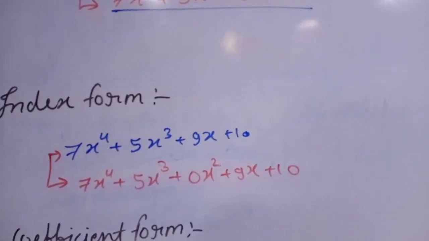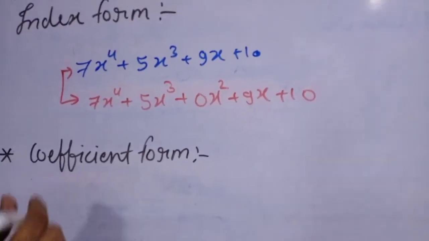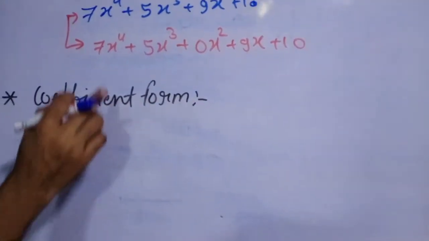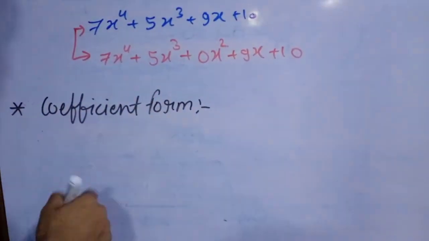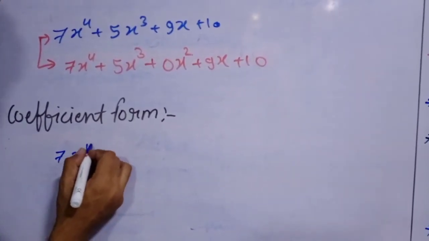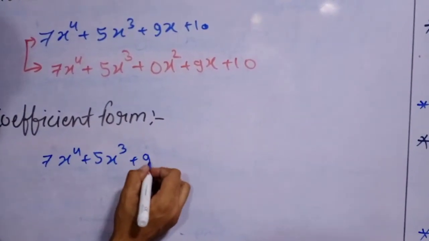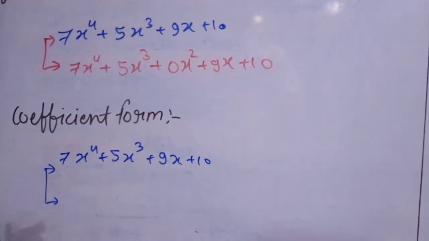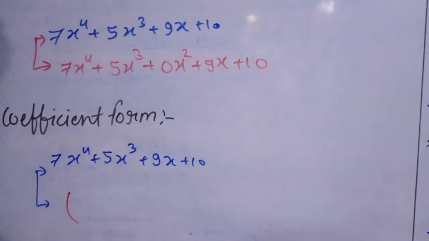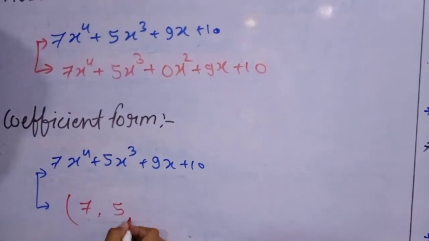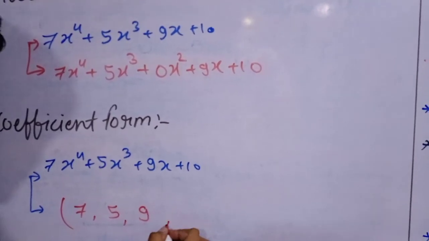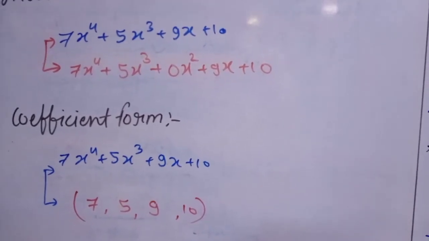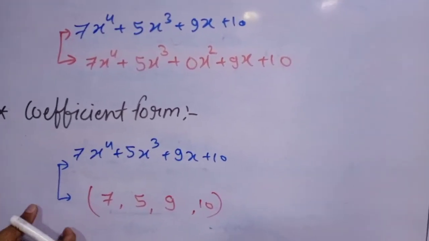And the next is coefficient form. Whenever we have the question, take the same example, how can we write the coefficient form? Whatever coefficients we have, we write them directly. Here we have 7x raised to 4 plus 5x cube plus 9x plus 10. Now convert this into the coefficient form. How can we say? Write down all the coefficients, that is 7, 5, 9 and 10. So this way we get the coefficient form of the given polynomial.